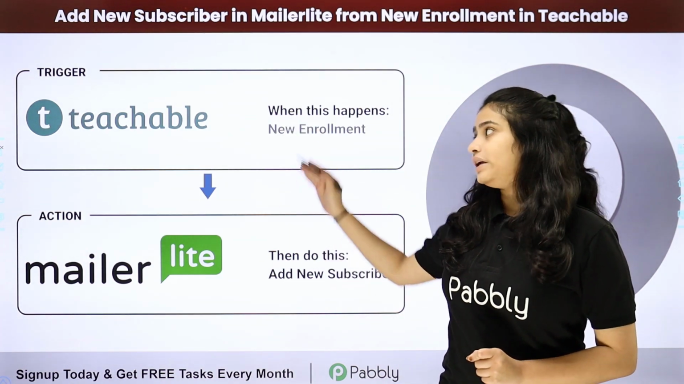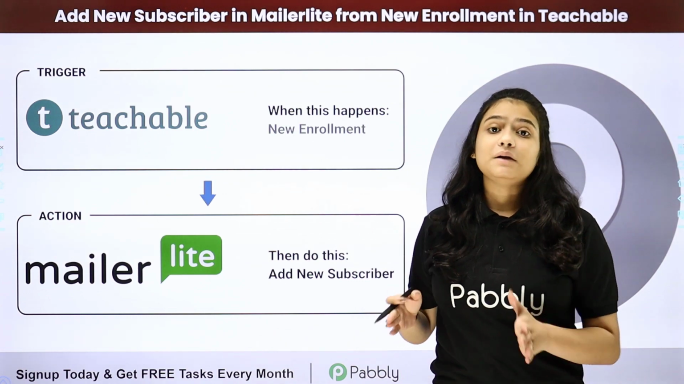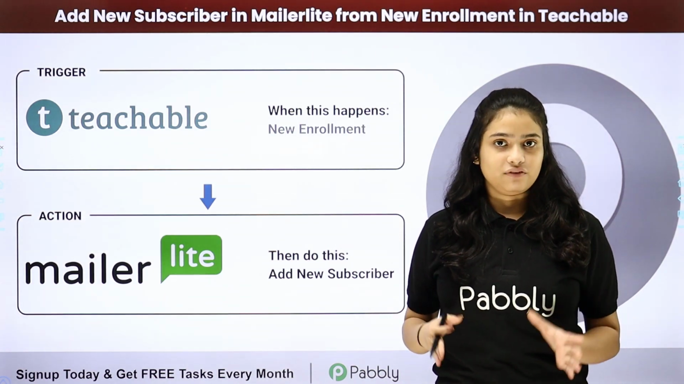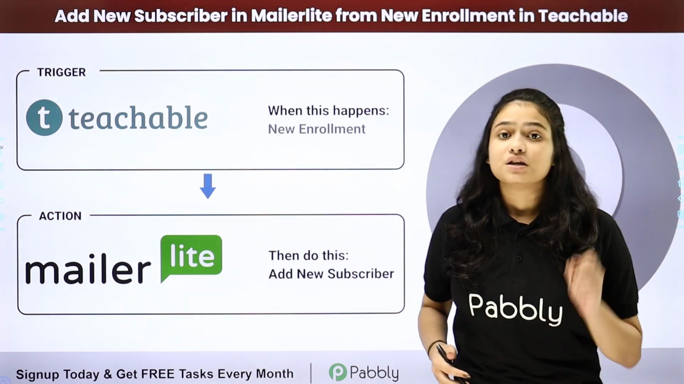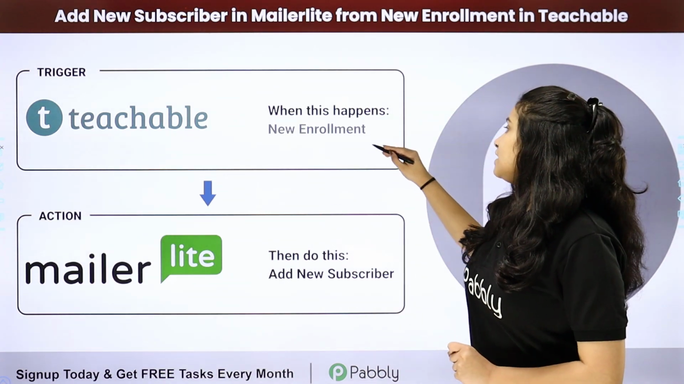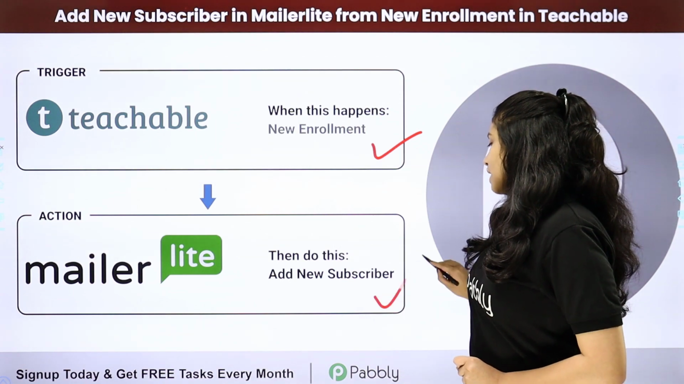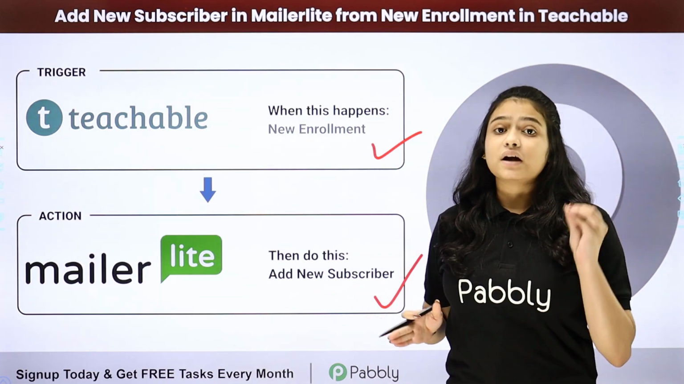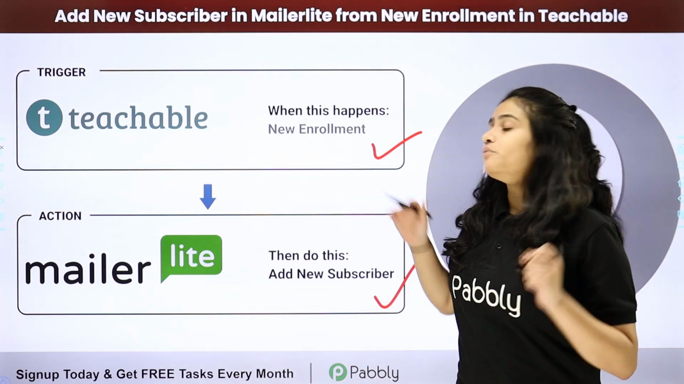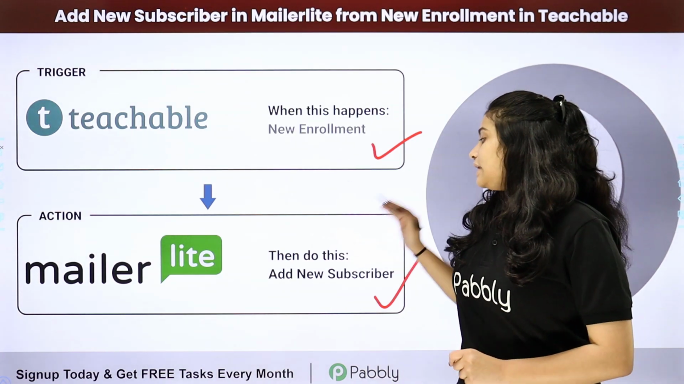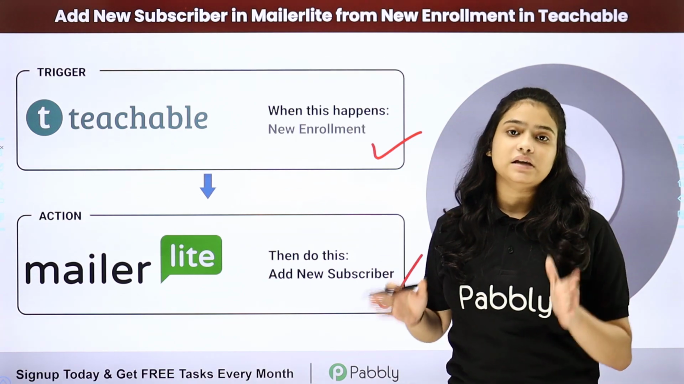For this we have to integrate both these applications, but because they do not have any kind of native integration between them, we are going to use Pabbly Connect here. So what we are going to do is, we have Teachable in our trigger and Mailerlite in our action. We are going to connect both these applications in such a way that whenever a new enrollment is done in Teachable, a new subscriber will automatically be added in our Mailerlite account.